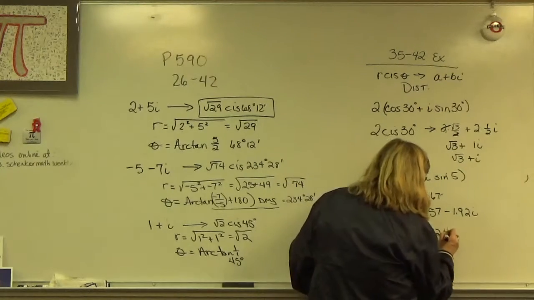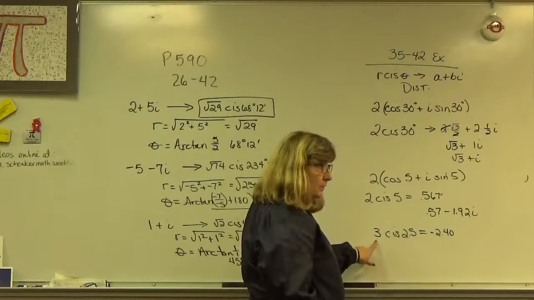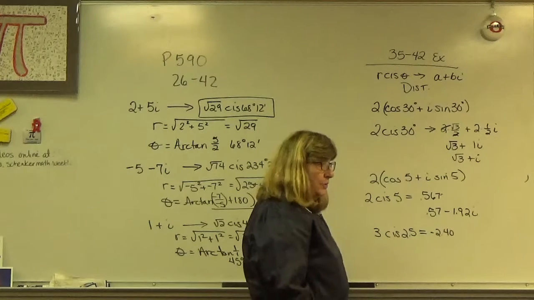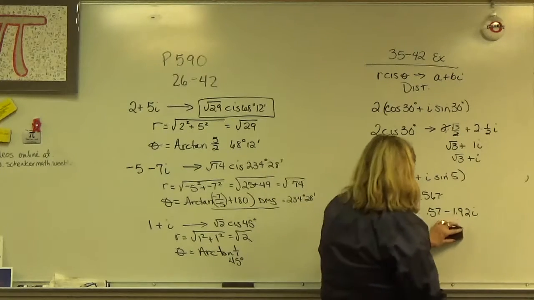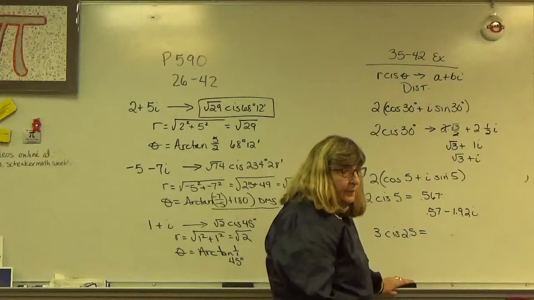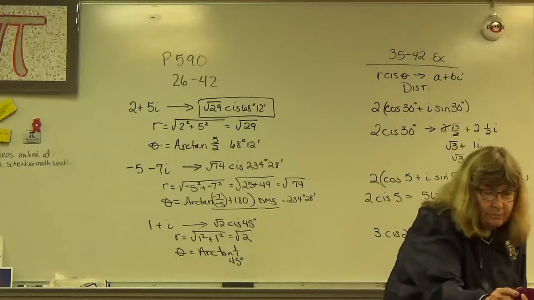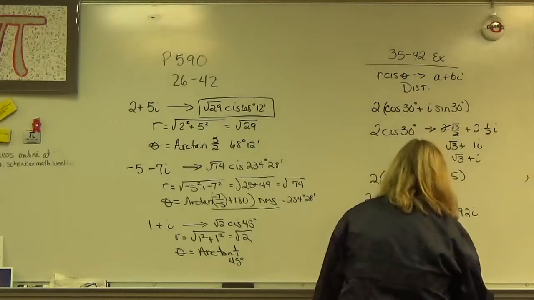Negative 2.40. Why are we times it by 2? That's 3 times 3. Okay, 3 times the cosine of 2.5. I got negative 2.4. Okay, everybody try. Are you in rads? Yes. Negative 2.40. Yeah, I did it again.